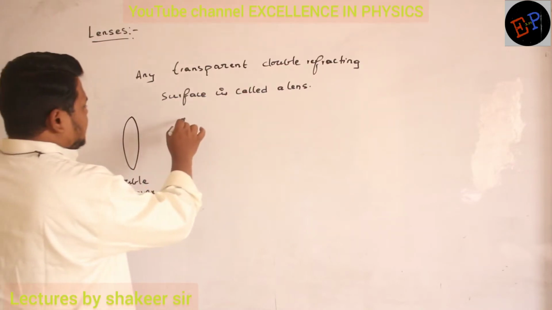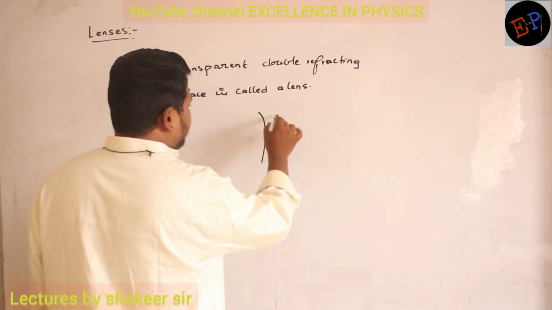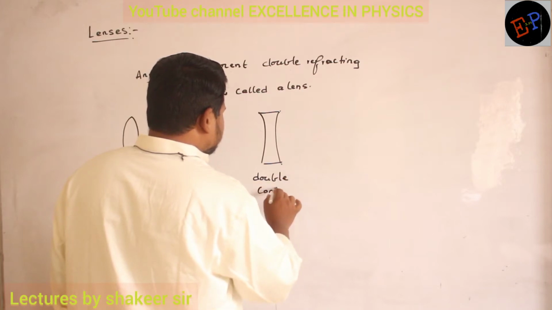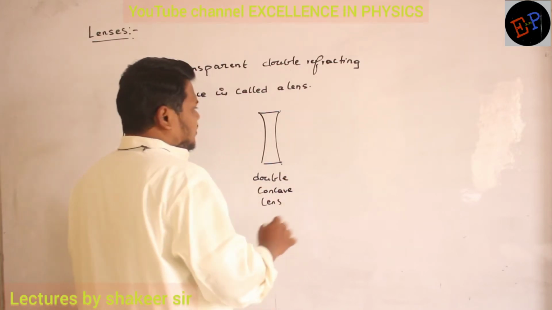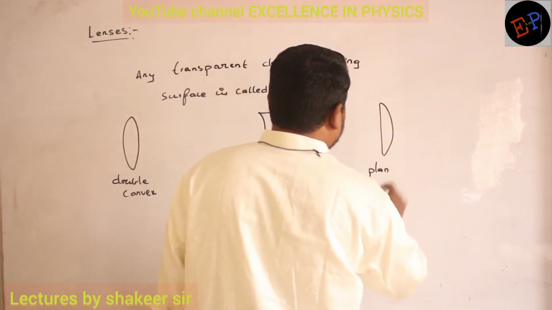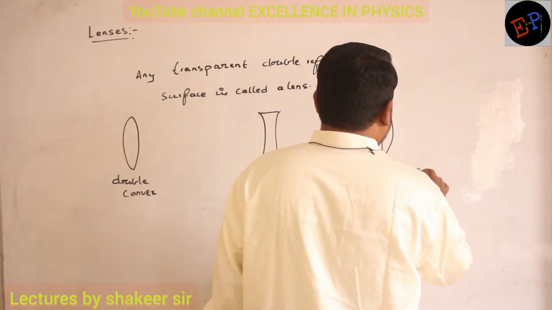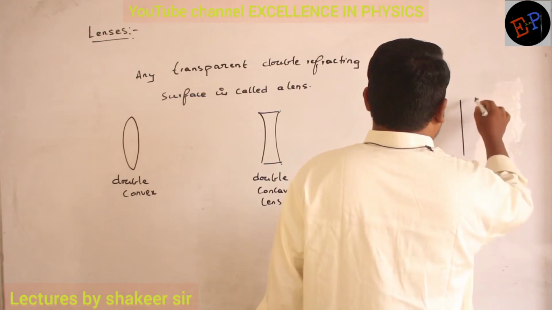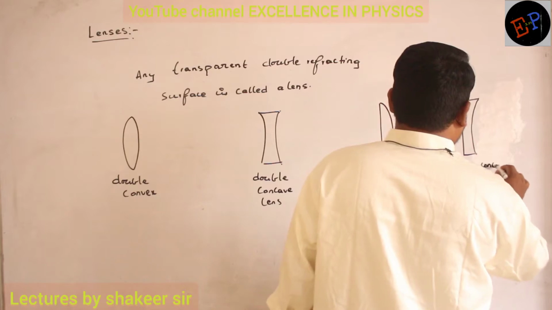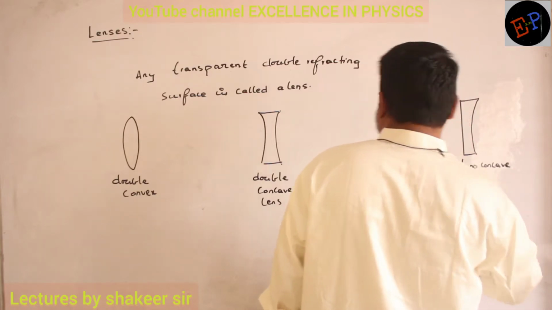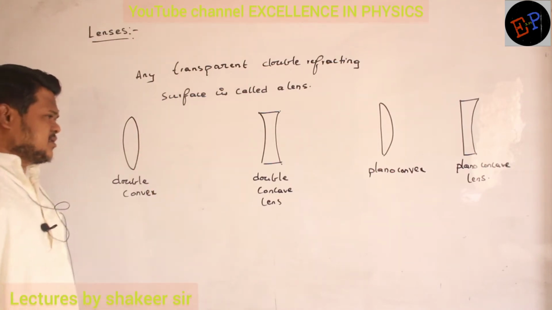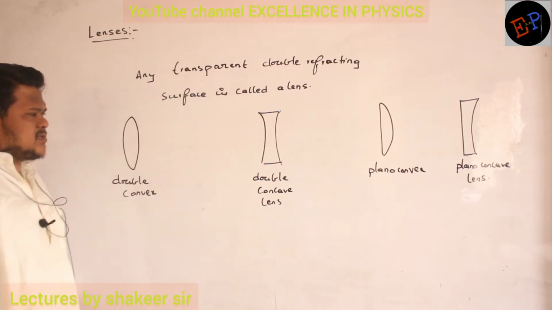Clear? Then this one, you can call it a double concave lens. Okay. Then if you take this lens, this is called a plano convex lens, and this one you can call a plano concave lens. Are you able to understand? So these are the lenses which we study in this topic. There are other lenses which we are not going to study now. So we are studying these lenses.